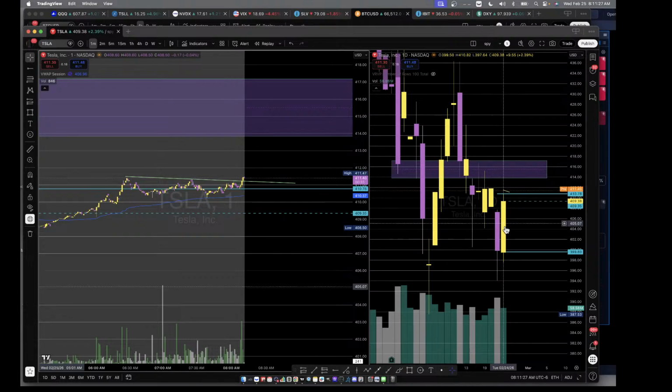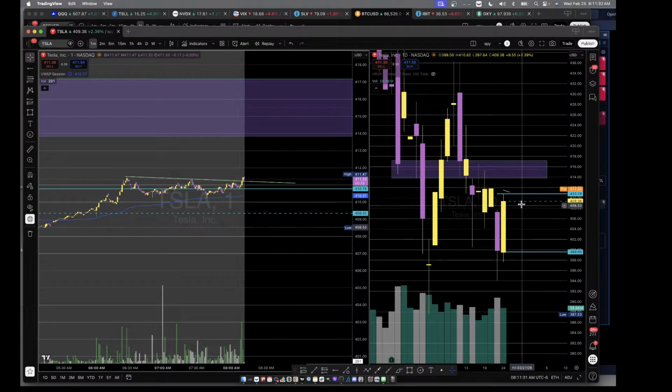So yesterday's candle is a decent sized candle. It's like a $10 range. It's nice strong volume, okay, average. The wicks are small, and we're already above it. A gap wouldn't make sense at all.